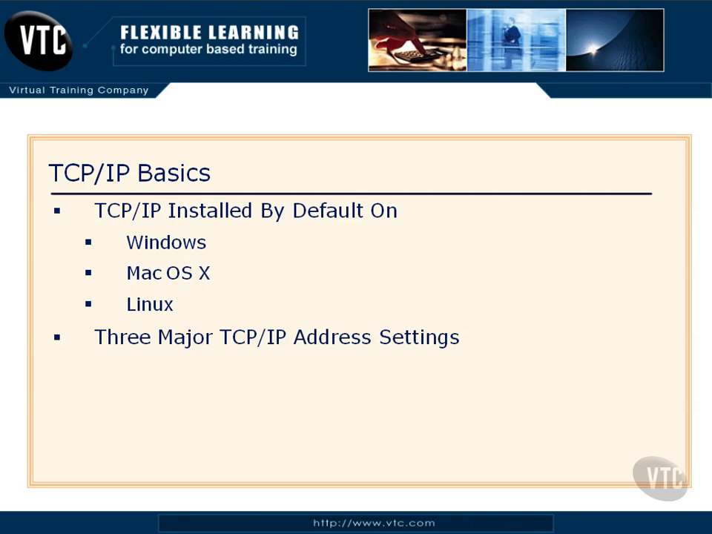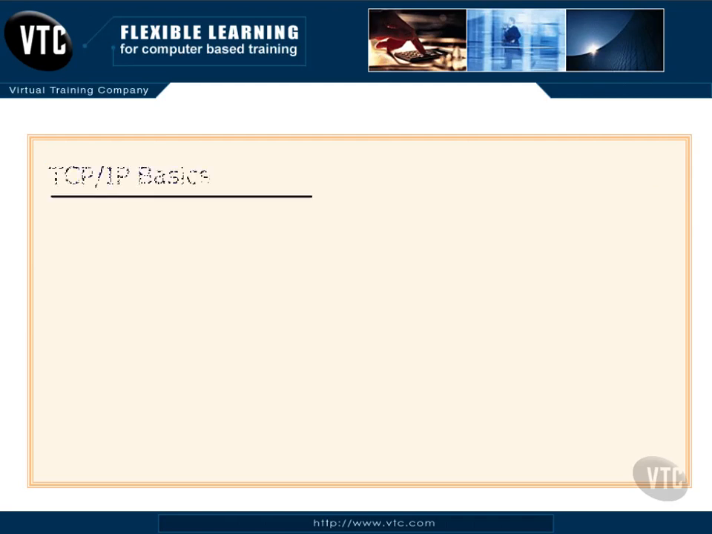Now, there are three major TCP/IP address settings that you need to be familiar with, and that is the IP address, the subnet mask, and the default gateway. Now, every device that needs to be communicated with directly on a network needs a unique IP address, a subnet mask that tells the network and the network devices something about that address, and a default gateway. And we'll talk about what all those things are as we move through here. Let's start with the IP address.